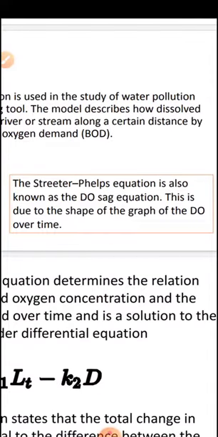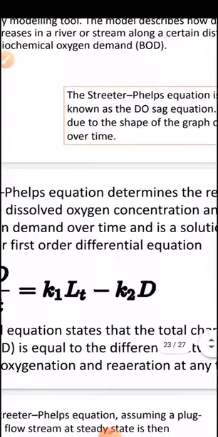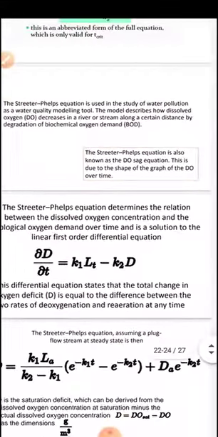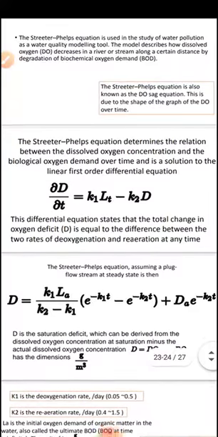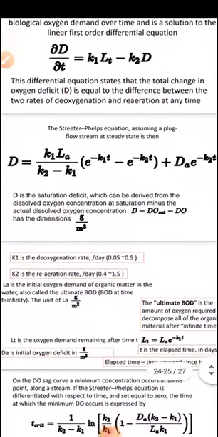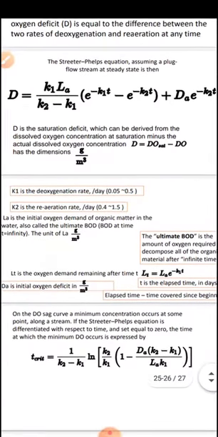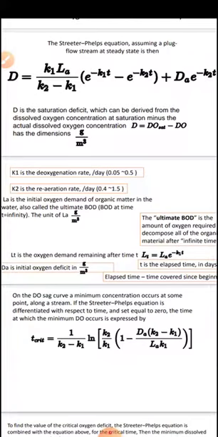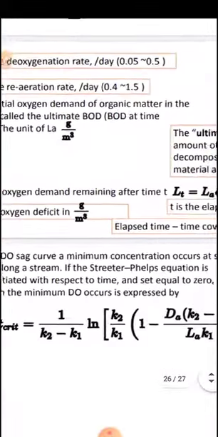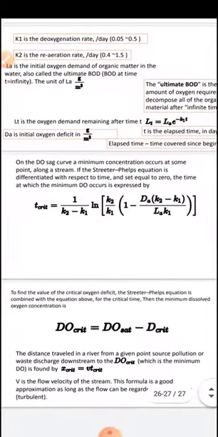The Streeter-Phelps equation is also known as the DO-SAG equation, and here is this equation for different conditions. K1 is the deoxygenation rate, and K2 is the re-aeration rate, and here Lt is the oxygen demand remaining after time t. So this Lt is coming from our BOD equation. Then we will be having DO critical, which will be the saturation DO minus D critical.